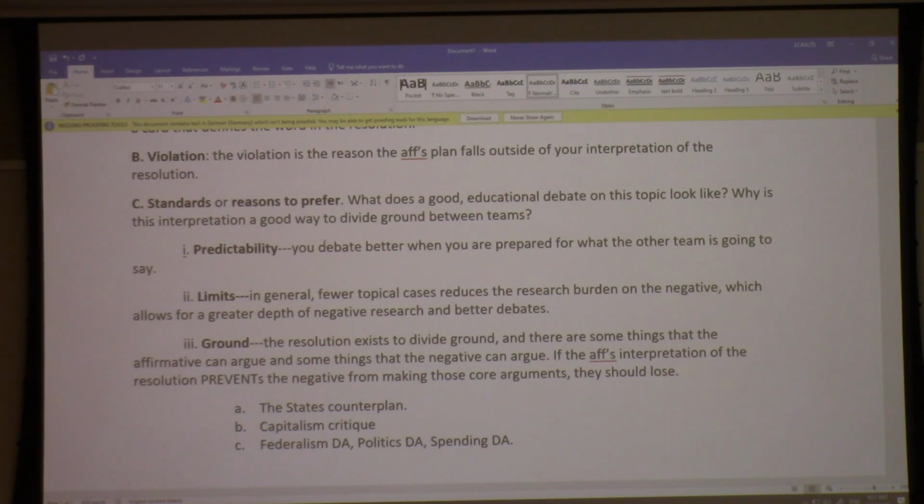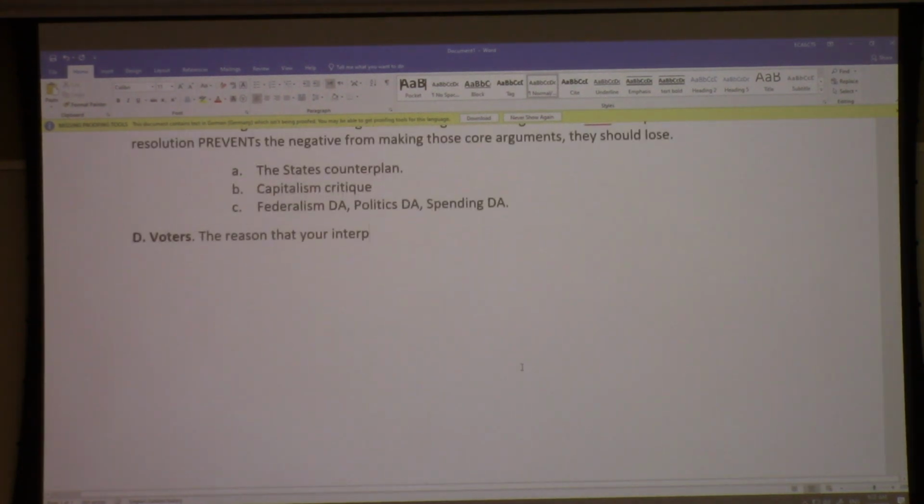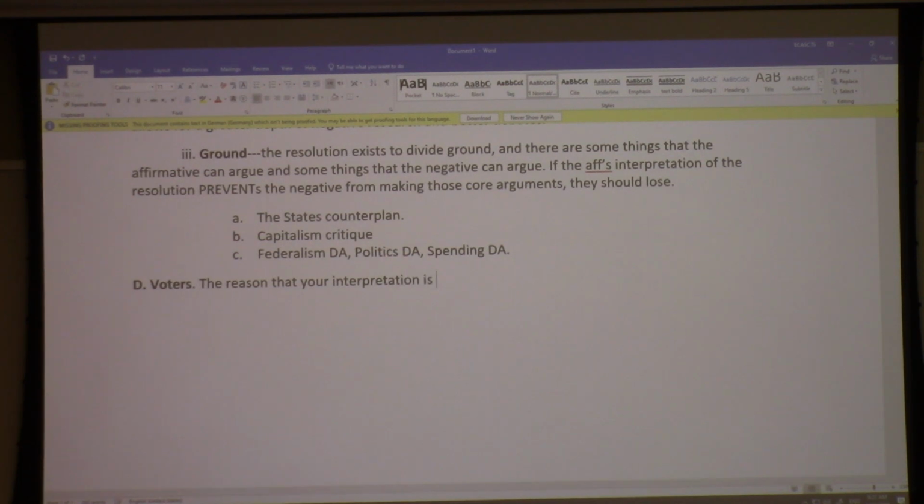There are some other standards that I might get into a little bit later, just so you all are familiar with them. But for now, let's move on to the last part of the topicality shell. And this is voters. So voters is the reason that your interpretation is significant enough to warrant a negative ballot.